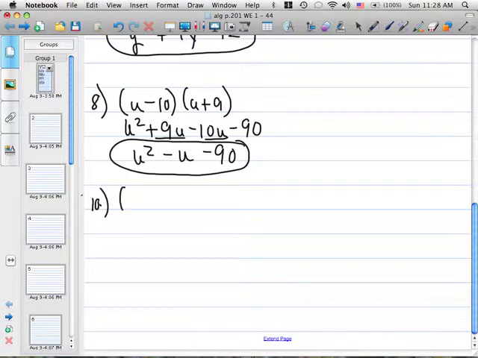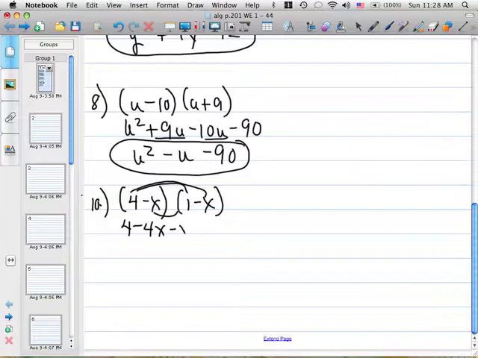Number 10, 4 minus x times 1 minus x. First terms, 4. Outer term, negative 4x. Inner term, negative x. Last term, positive x squared. So this comes out 4, a negative 4 and a negative 1 make negative 5x plus x squared.